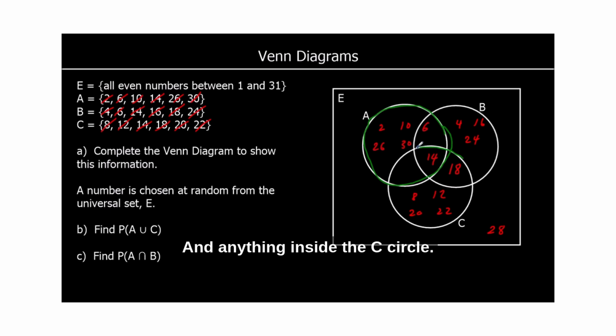And anything inside the C circle. So all the numbers in these two circles: 1, 2, 3, 4, 5, 6, 7, 8, 9, 10, 11. So 11 out of 15 numbers in total.